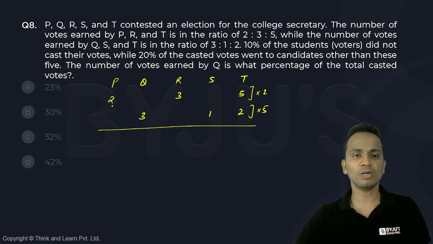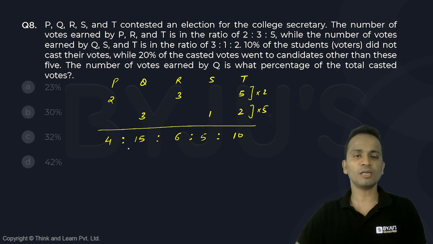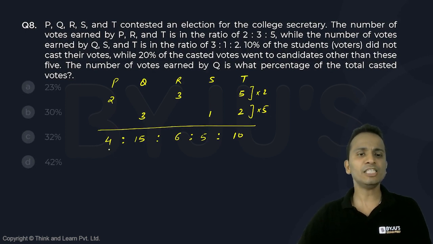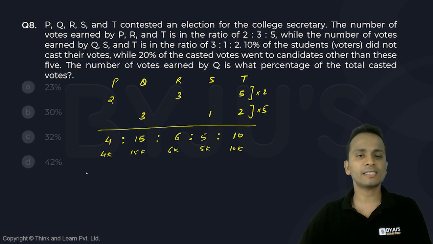So multiplying by 2 for P, it will be 4, 3 into 5, that is 15, 3 into 2, that is 6, 5 and 10. So this is the ratio of the number of votes secured by P, Q, R, S and T. 4 is to 15 is to 6 is to 5 is to 10. If I'll assume that each of them has got 4K, 15K, 6K, 5K, and 10K votes, so the votes among P, Q, R, S, and T will be the sum of these numbers. So 19, 25, 30, and 40.